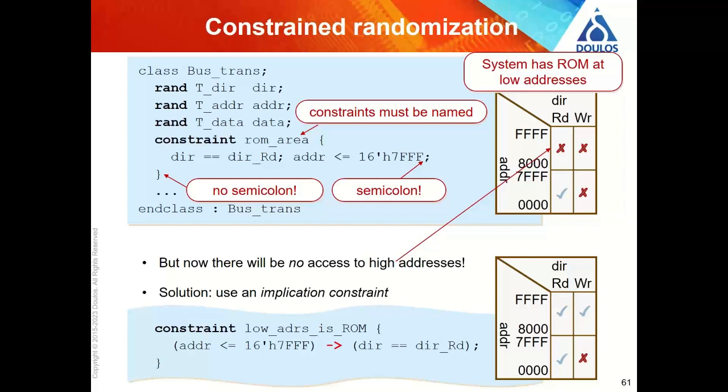So we could add a constraint that prevents writes to anything that's less than 7FF. That in itself isn't terribly useful. What we want is an implication constraint, because the implication constraint effectively says when the address is less than 7FF, then the direction must be read. Okay, so that's the way that we normally write constraints. We could also write it as an if-else constraint.